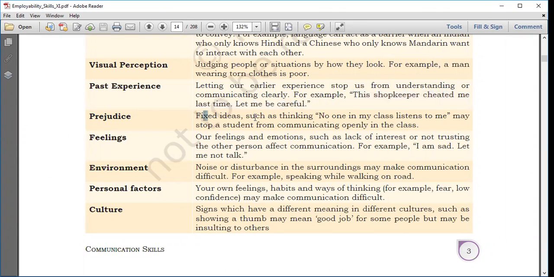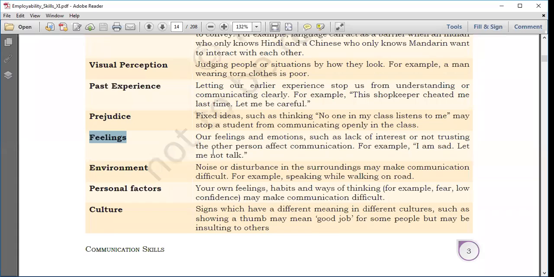Prejudice, the fixed ideas such as thinking no one in my class listens to me. अगर आप ऐसी सोच बना लेते हो, no one listens to me, no one cares about me, right? So that student will not be able to communicate openly in the class, will not be able to communicate thoroughly to other people or to the family members, right? So ऐसी सोच बनाना भी एक तरह का barrier है.